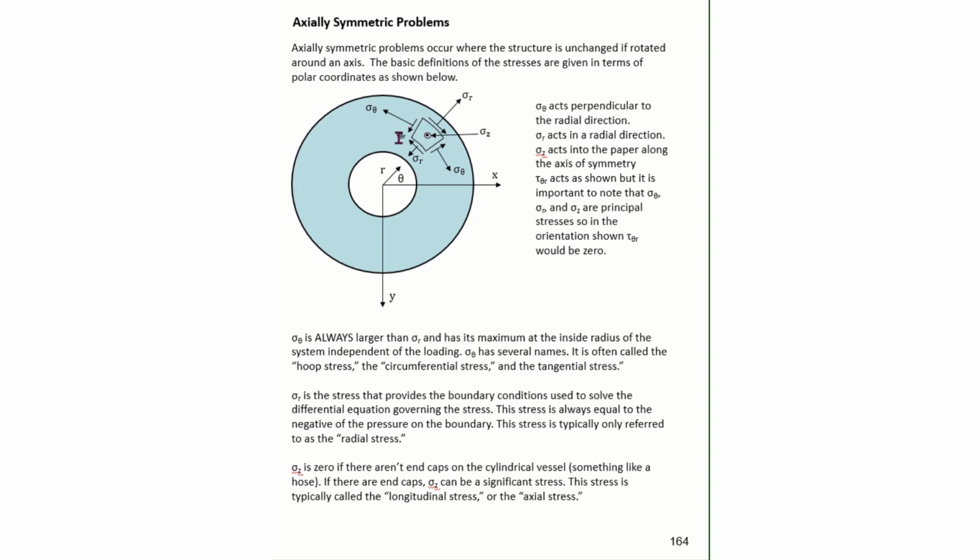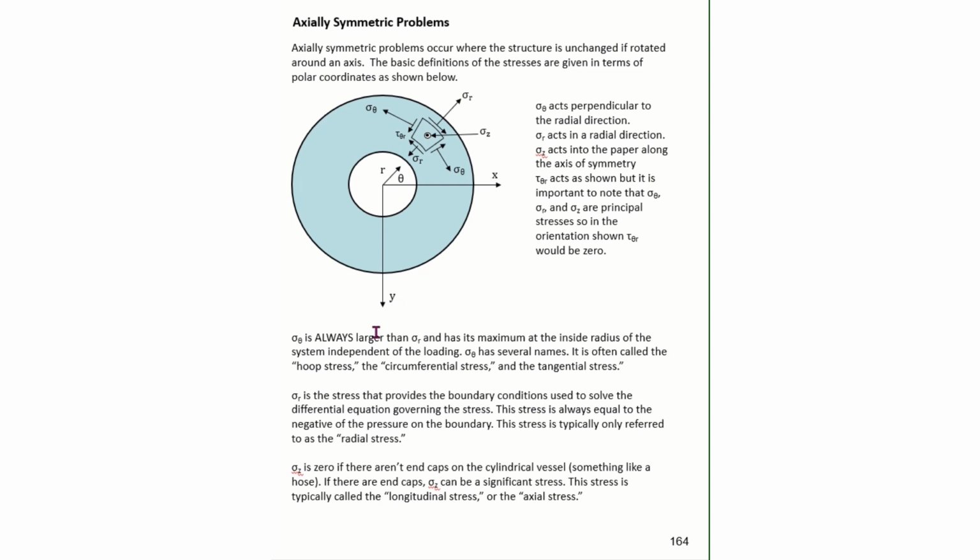It's important to note that in this configuration with sigma r and sigma theta and sigma z, there is no shear stress. Sigma r, sigma theta, and sigma z are the principal stresses. I've shown tau theta r here because if you were to rotate these directions, you would have these shear stresses develop. But in these actual directions, tau theta r would be 0.